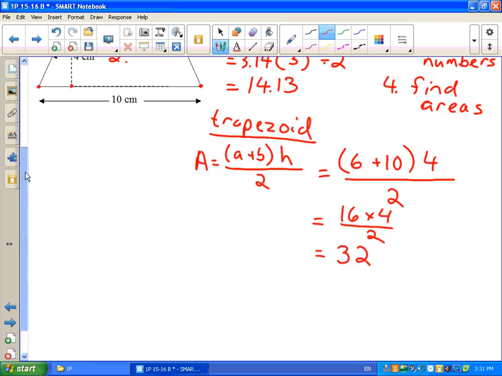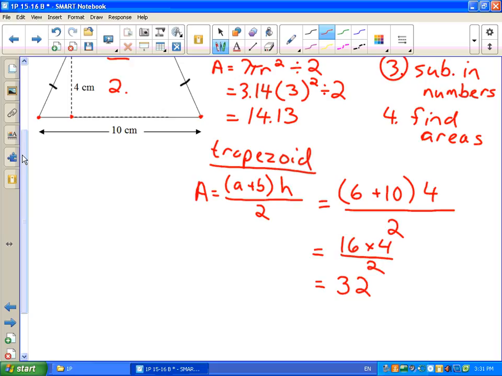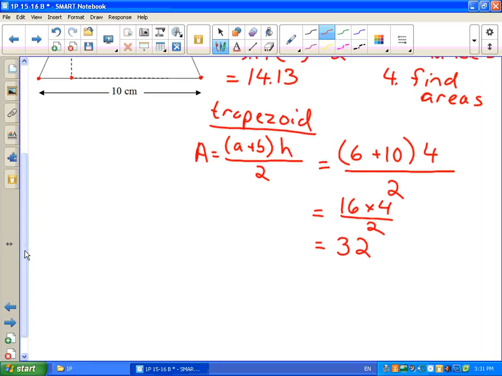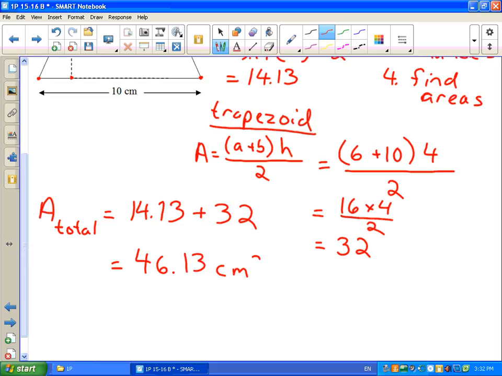The area of my half circle is 14.13. So my total area, A total, is going to be that 14.13 plus that 32, or 46.13 centimeters squared. And that would be my final answer. Okay, so that's step 5.